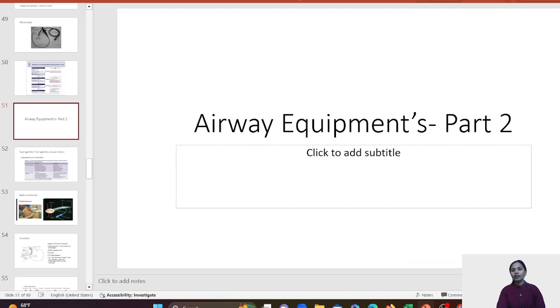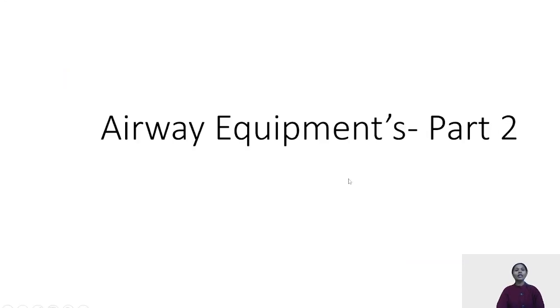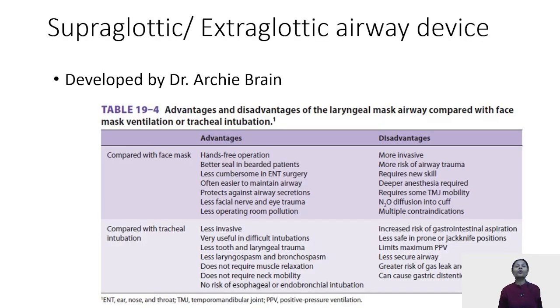The class that we are going to study today is the continuation of the airway equipment part 1 class, where we had started with the face mask and the endotracheal tubes. So today we are going to study the supraglottic airway devices, also known as the extraglottic airway devices or the LMAs. The other name for them is laryngeal mask airways, that are your LMAs.